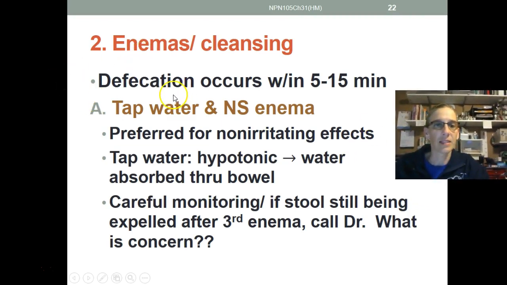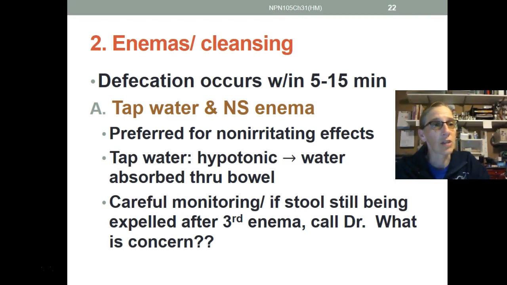All right, enemas, cleansing enemas. Defecation usually occurs within 5 to 15 minutes. With the tap water, a normal saline enema is preferred for the non-irritating effects. Tap water is hypotonic, so the water is absorbed through the bowel. But with careful monitoring, if stool is still being expelled after the third enema, we need to call the physician, because what is going to be the concern? If we do 3 of these tap water normal saline enemas, we know that this is absorbed through the bowel. One of our big concerns is going to be fluid and electrolyte imbalance.